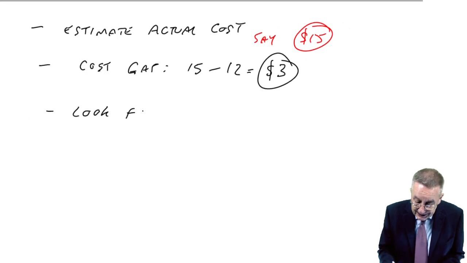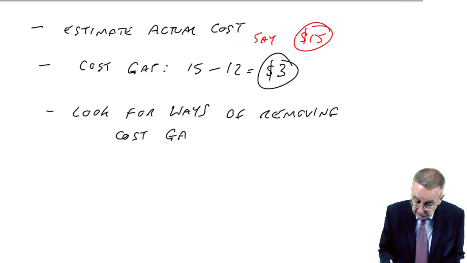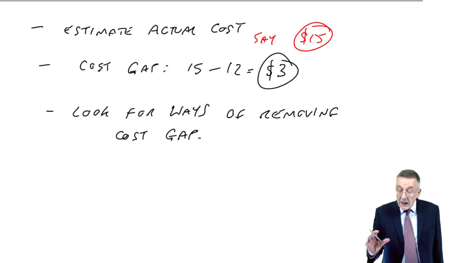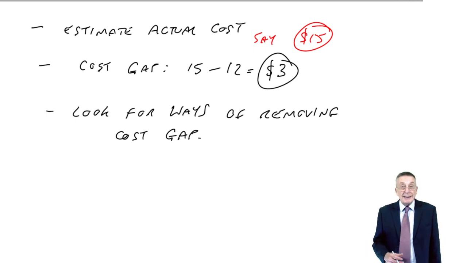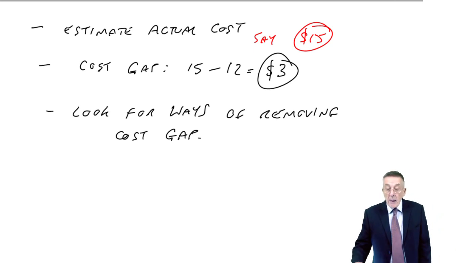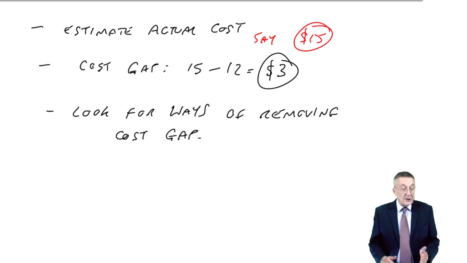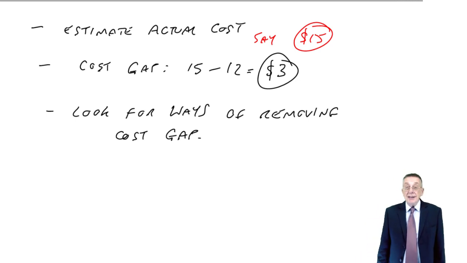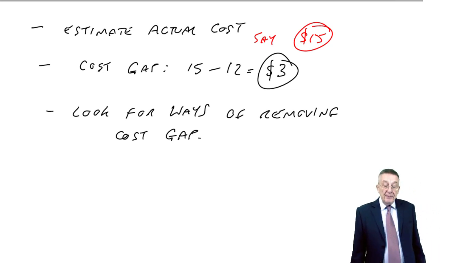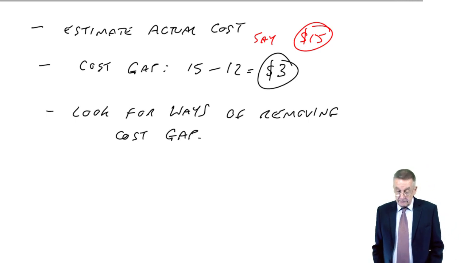Look for ways of removing the cost gap and getting the cost down to the $12. Now, I'll discuss separately how you might go about doing that. I can't say everything at once, obviously, but getting the actual target cost, we just follow the instructions. But it is rather important, I will say more later, about what we do with it.